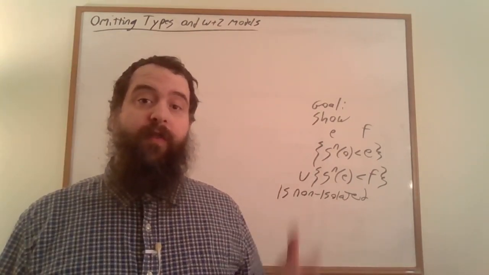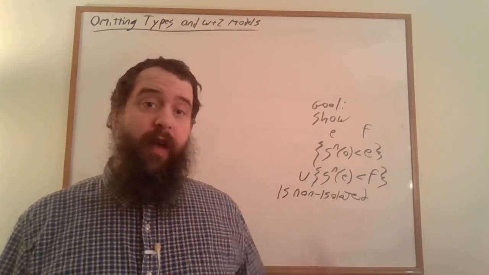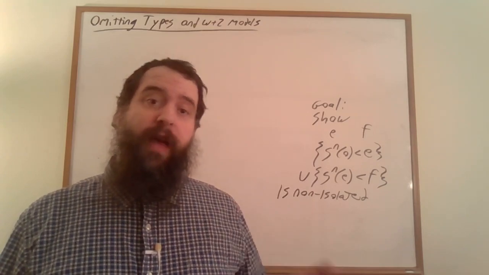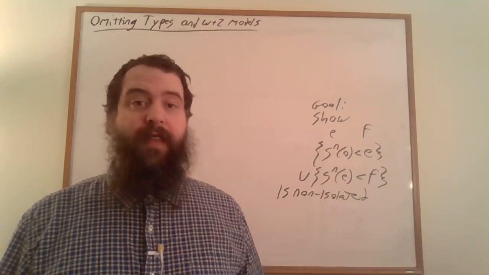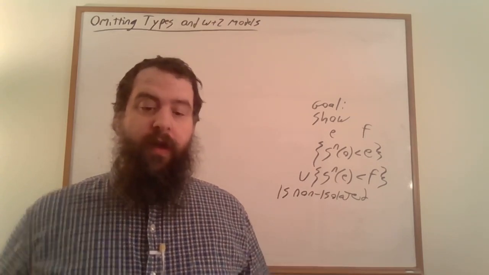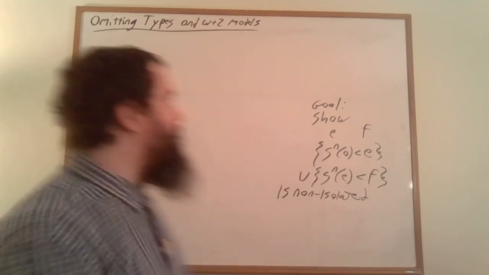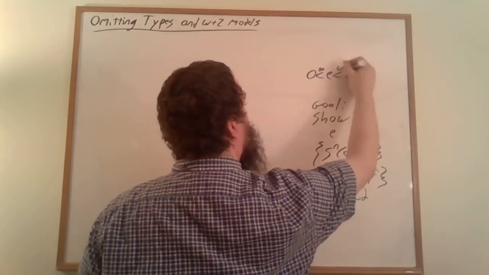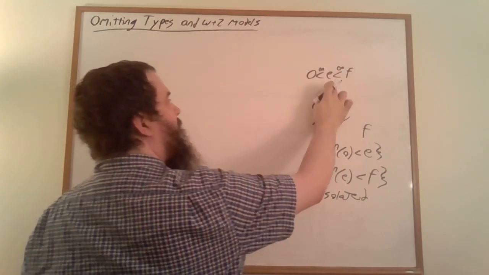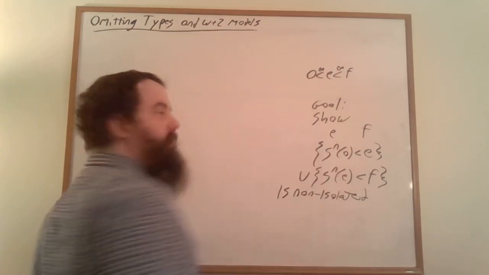So our goal here is to prove that this particular type is not isolated, and in order to do that, we will assume that it is isolated and prove a contradiction. For shorthand, I'm going to refer to this type as 0 is infinitely less than E is infinitely less than F.